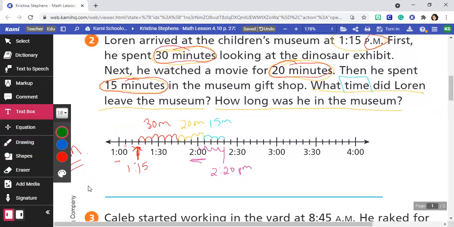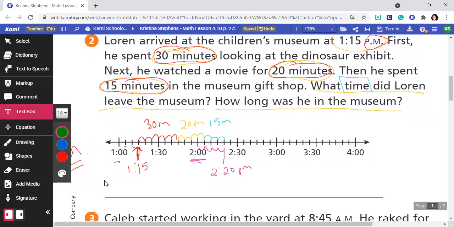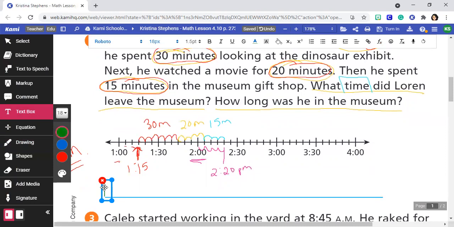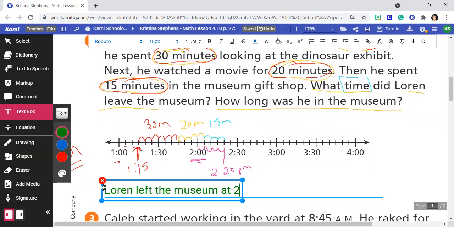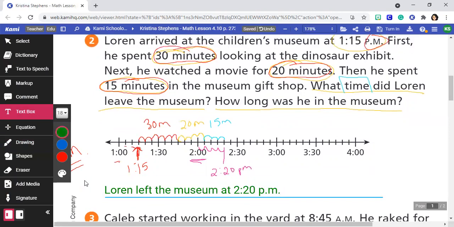So I'm going to put my first answer down here. What time did Lauren leave the museum? Lauren left the museum at 2:20 p.m. That's our first answer there.